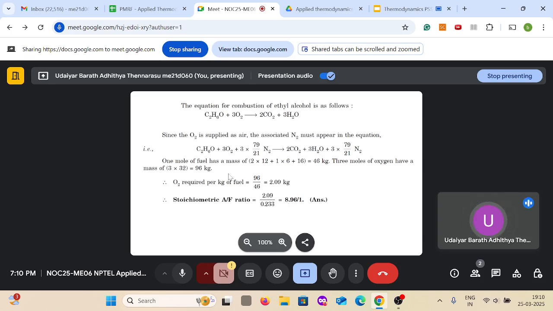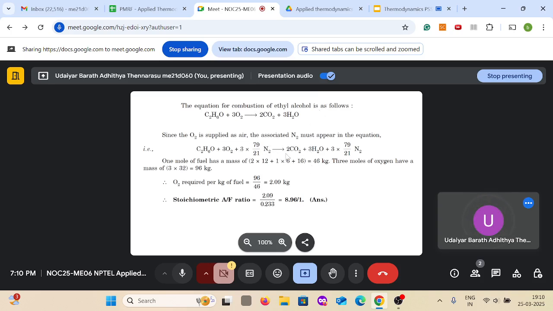So the equation of combustion for ethyl alcohol is C2H6O plus 3 oxygen, and each will have 3 times 4.76 moles of nitrogen, because nitrogen does not participate in the reaction. So we can find out the O2, CO2, and H2O moles by component atom balances. We get C2H6O plus 3O2 gives you 2 CO2 plus 3 H2O, and there will be some nitrogen, so 3 times 3.76, which is 79 by 21, the proportion in which nitrogen and oxygen are there.